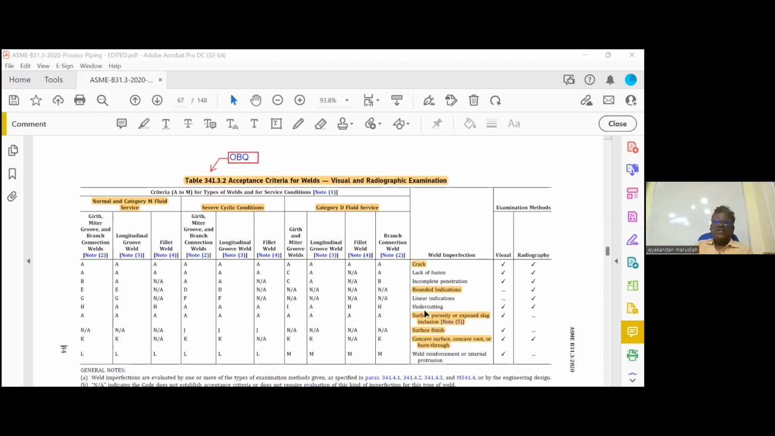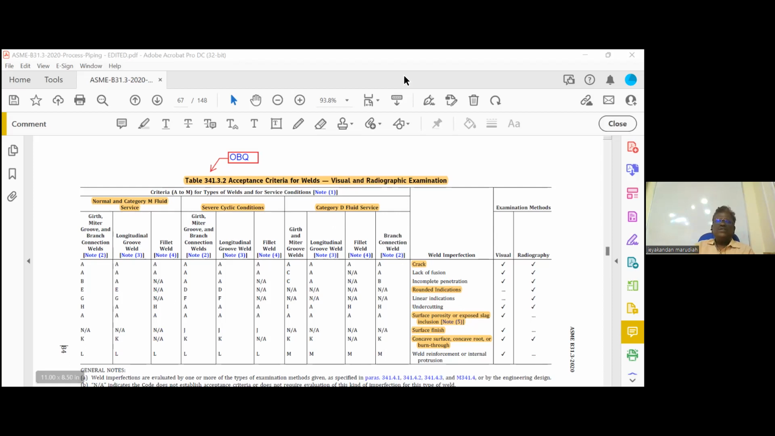Now, what is left out? Lack of fusion, incomplete penetration, linear indication, undercut, and reinforcement. These 5 are important for exam. Only 5 are important for exam. Now, how to interpret it? You can see here, normal and category M, it is here, severe cyclic here, and category D here. For each one we have the girth, miter groove, longitudinal, and fillet weld like this. There is some symbol given.